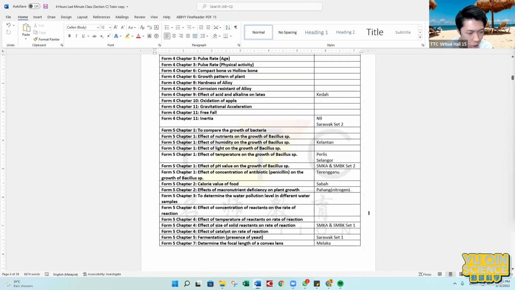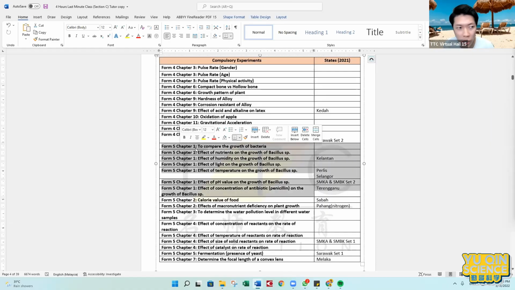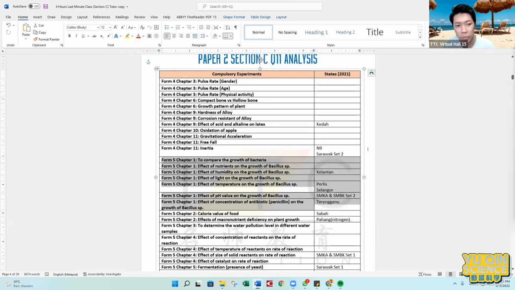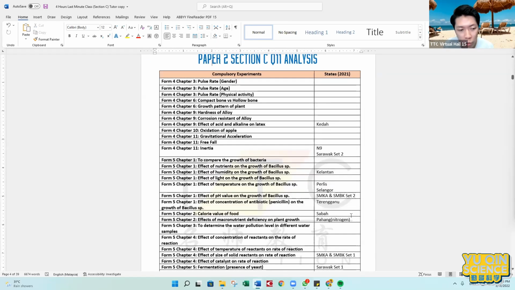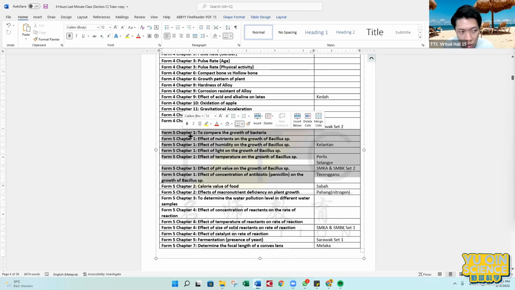This is page 4. Again, guys, I'm not saying that you can think, okay, question 1 chapter 1 will come out, let's do this and not care about everything else. No, this is just analysis for you to understand what is going on with all the states. From here you can see the pattern: all the states chose to have this question.